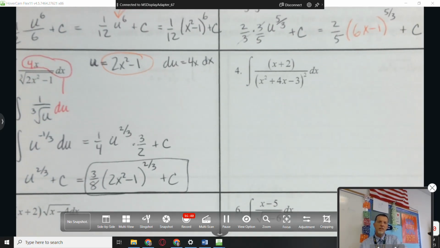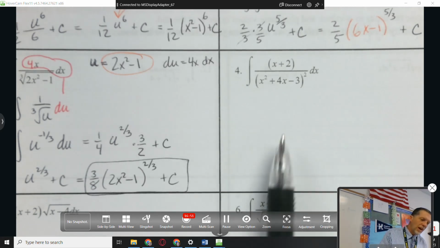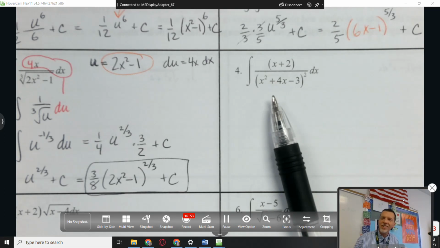The next one doesn't look nice either. None of them look nice. If they looked nice, you wouldn't need u substitution. Again, this one looked kind of nice. I'm hesitant to pull popsicle sticks for guessing u because it's tricky at first. We don't know it yet.